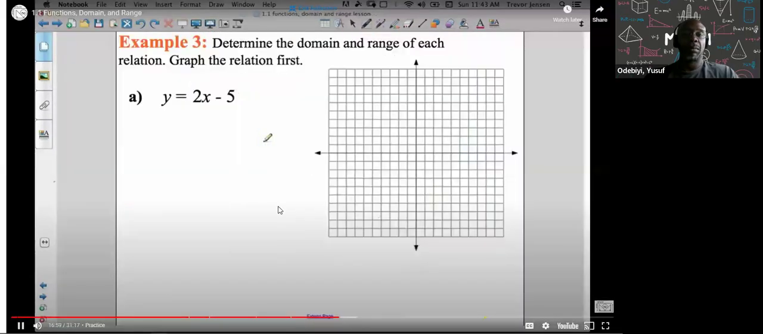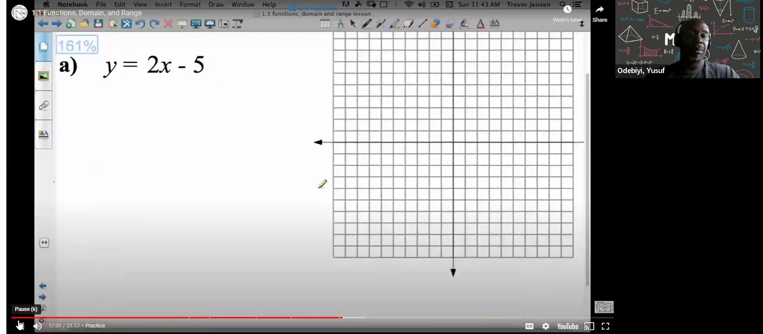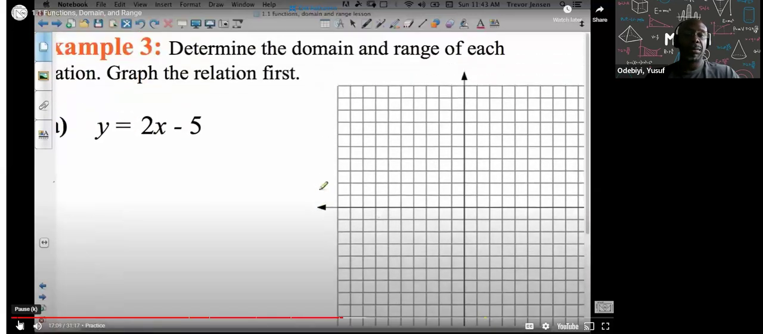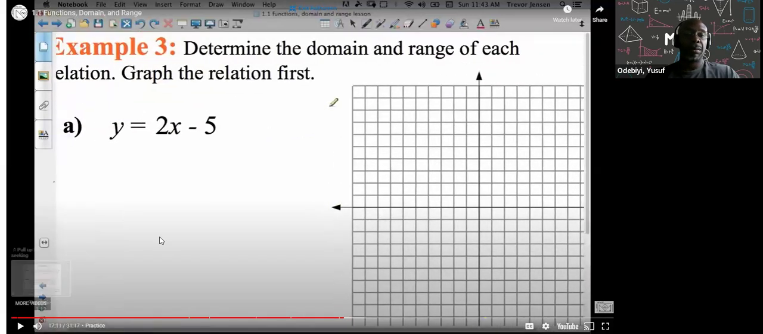Let's go ahead and now practice a couple. I'm going to give you the equation of the relation. We should be able to graph these just based on your knowledge from grade 9 and 10 math. If you're going to graph a linear relation, y equals 2x minus 5, graphing this is not a hard thing. You should know this from grade 9, so I'm just going to fast forward that.